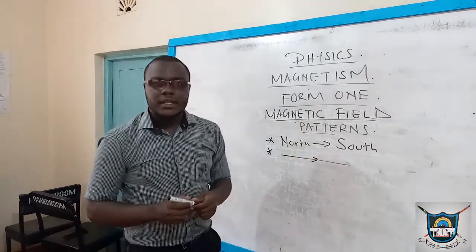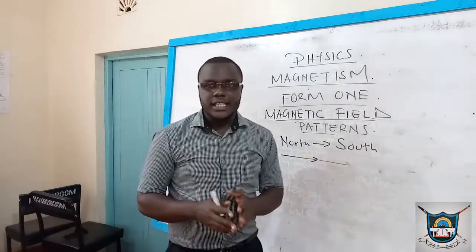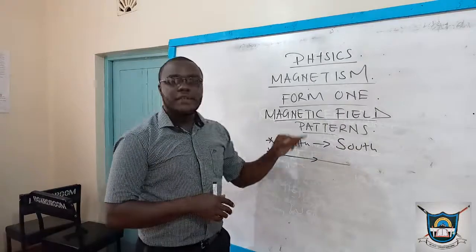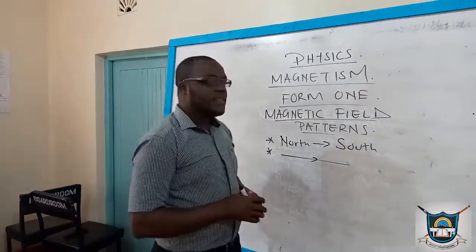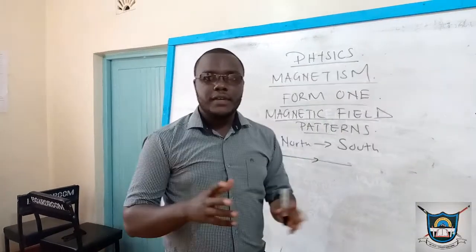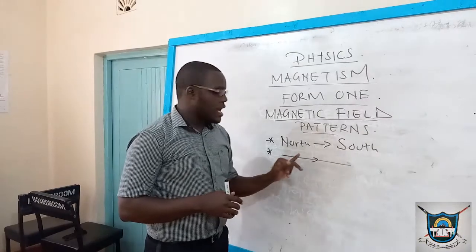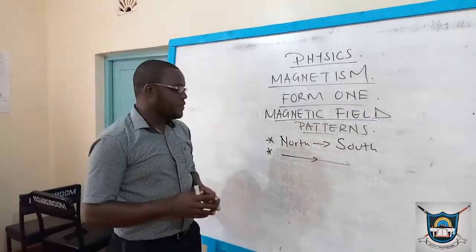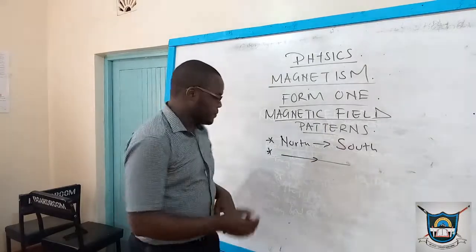Something else: a pattern is complete with an arrow, and in case you draw it as a line, it becomes incomplete. Why? Magnetic field patterns, as we are going to see later in Form 3 and Form 4, are types of vector quantities. And as you know, vector quantities, unlike scalar quantities, have a magnitude and a direction. Therefore, anytime you draw a magnetic field pattern, you must make sure that the pattern has an arrow.